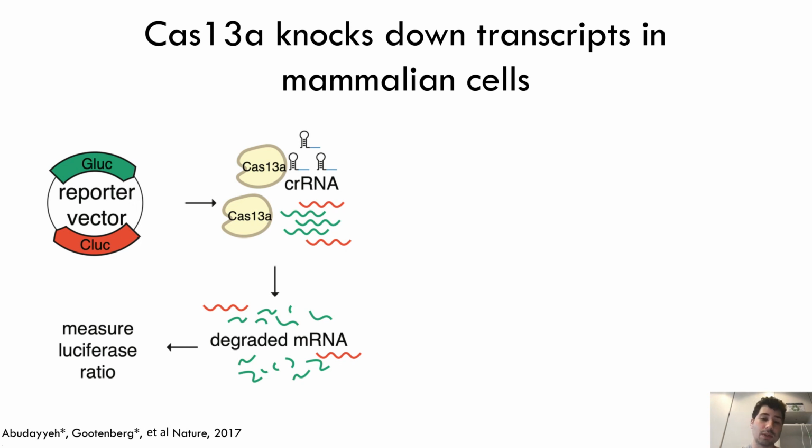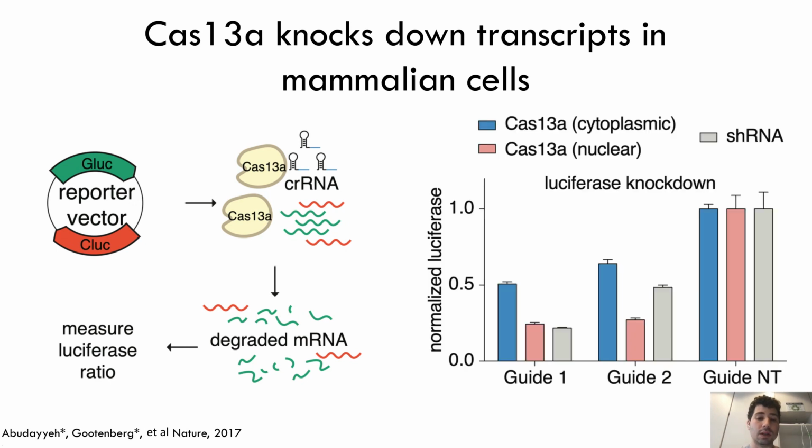By targeting one of the luciferases, here the Gaussian, we can measure the ratio between the two and see the extent of knockdown. And if we do this in HEK293FT cells, we can see that depending on how we fuse either cytoplasmic or nuclear localization sequences to the Cas13a, we can get knockdown levels as good as or better than RNAi.